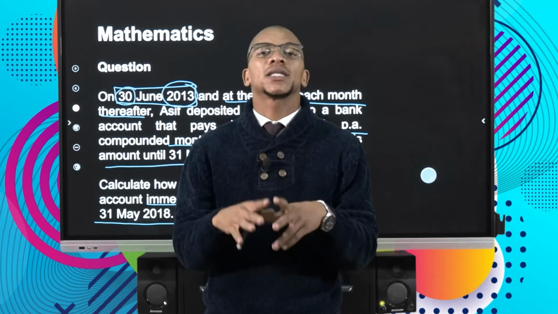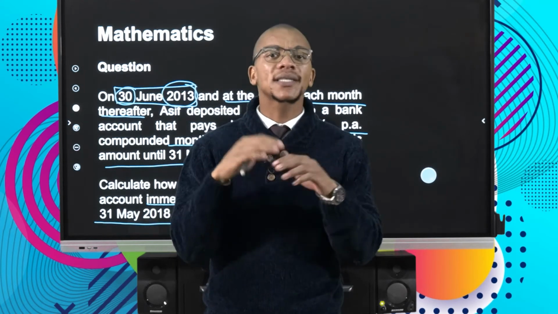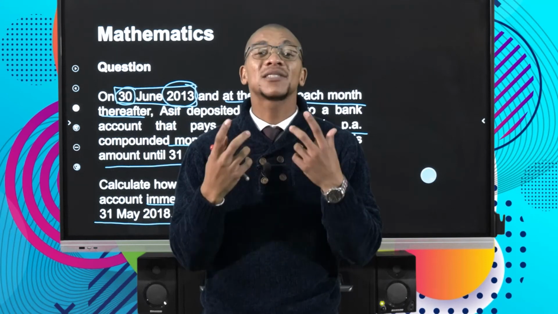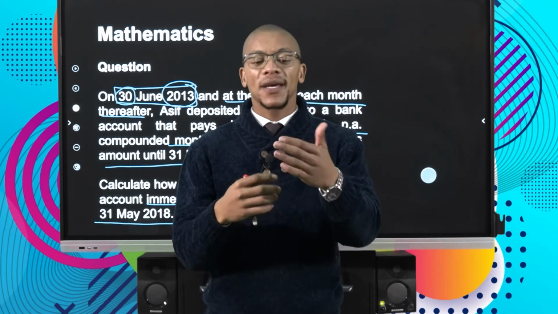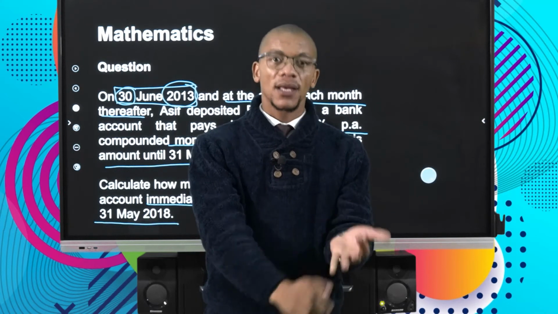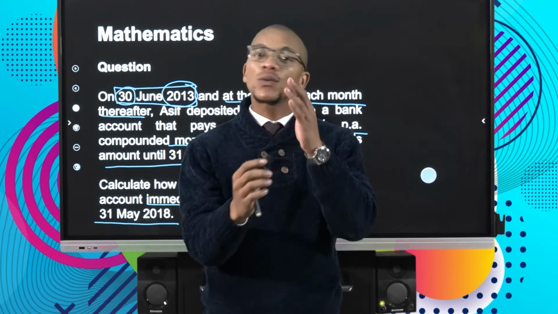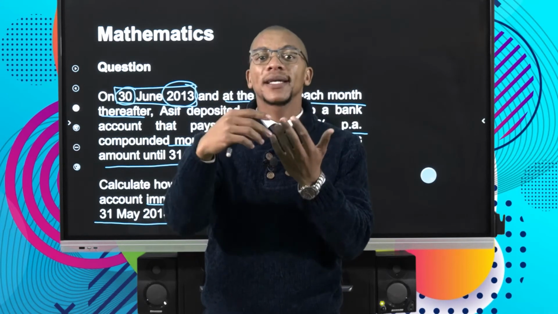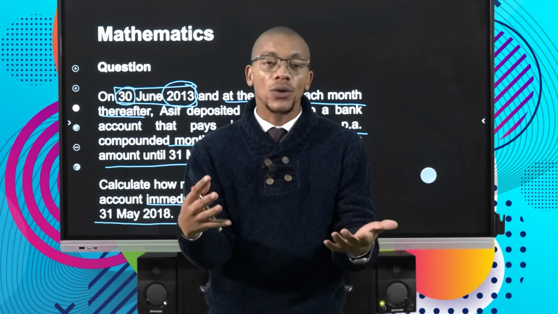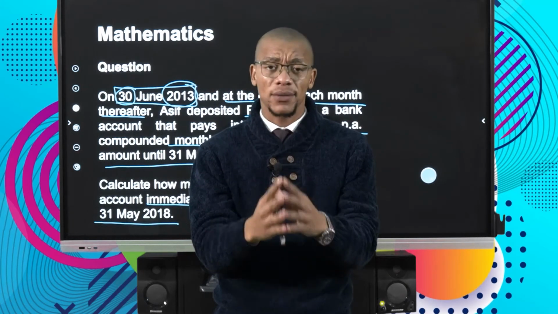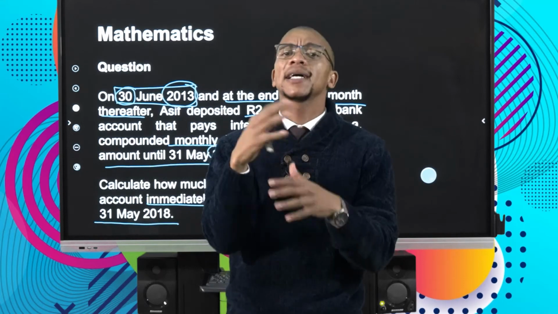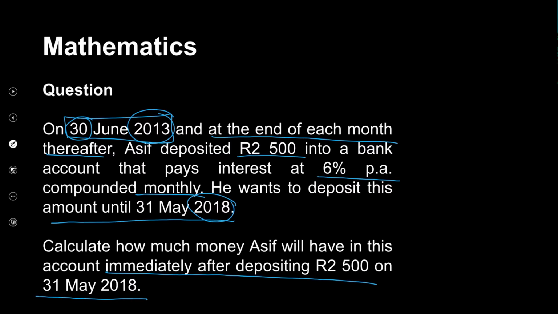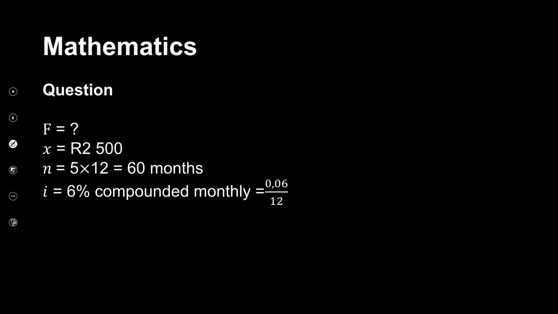Then the other thing is, the reason why we are not adding or subtracting number of months or anything like that, it's because if Asif had made a payment beginning of the month, and then month end, and then month end, that would mean the first month Asif would have made 2 payments into this particular savings account. But that was not the case. It was month end, then month end, then month end. So that's how I want you guys to please make sure that you think about this. So let's just write down our data and see how we're going to solve this. So with our data, we know that F is something that we need.